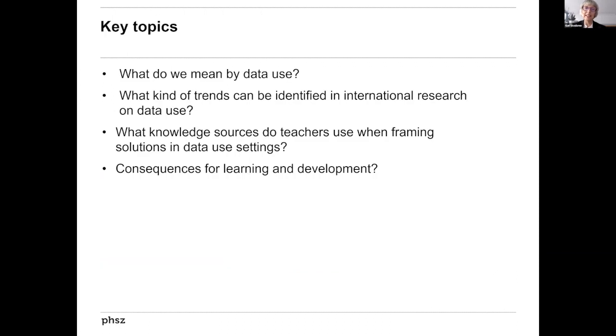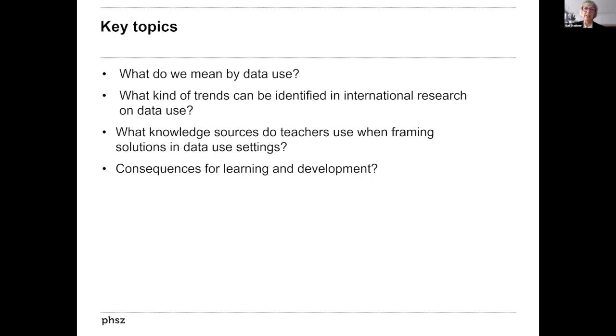So my key topics for this talk is, first of all, I want to address what do we actually mean with data use or data use practices. And then I would quickly look into what kind of trends can be identified in international research on data use. And I think this is also important to understand practices of data use as a kind of emerging field over many years now.